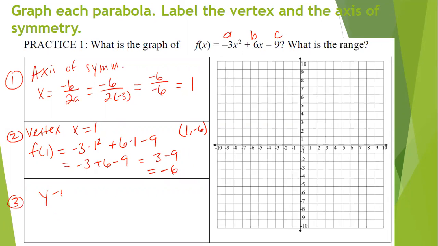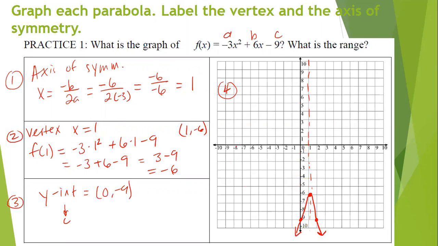Step 3, last but not least, is our y-intercept, which equals 0, -9. Remember, your y-intercept is your c value. So now we're going to graph it all. We have our vertex at 1, -6. We have our y-intercept at 0, -9, and we're going to reflect it. And so you should have had a little tiny parabola at the bottom.